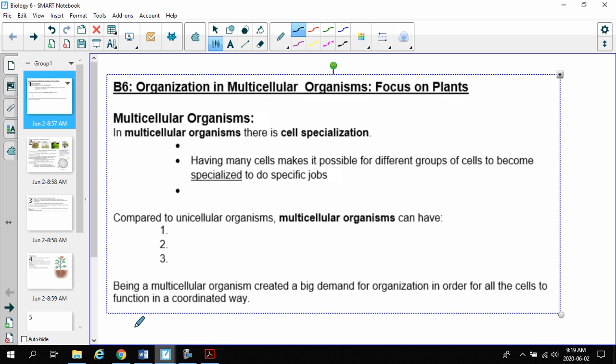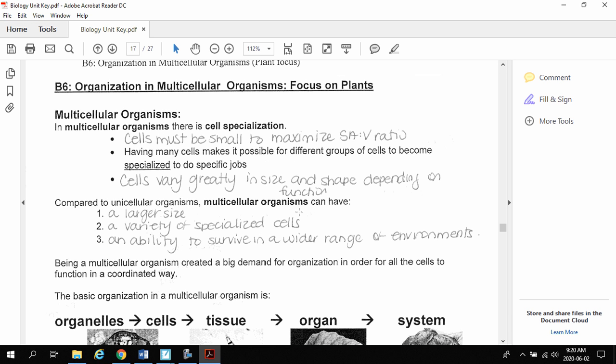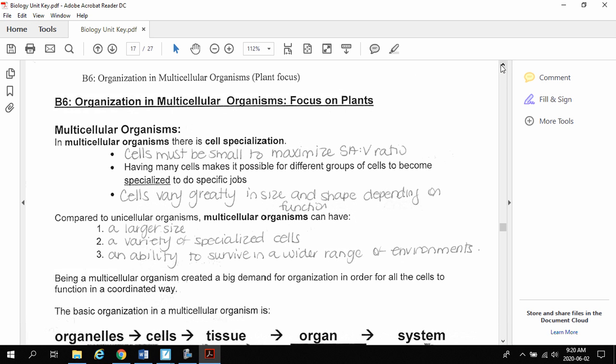So we're getting into a little bit of a focus on plants now. So we saw with organelles, when we were talking about cell structures, there's different organelles within plants. They divide a little bit differently. So we'll look at a little bit more in depth at plants. What I might do in this one is actually just use my key because there's a lot of writing and I know how hard it is to read my writing when I'm using this tablet. So I'm going to just kind of look at my key for this and talk as I go. So B6, organization in multicellular organisms, a focus on plants.